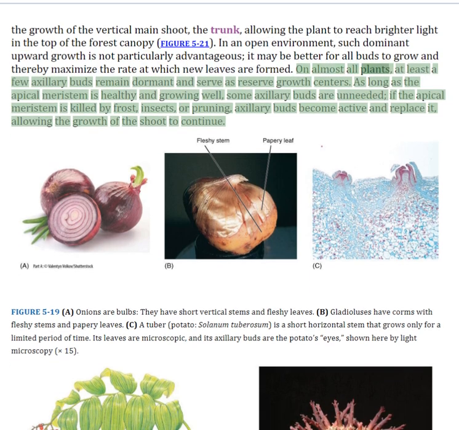On almost all plants, at least a few axillary buds remain dormant and serve as reserve growth centers. As long as the apical meristem is healthy and growing well, some axillary buds are unneeded. If the apical meristem is killed by frost, insects, or pruning, axillary buds become active and replace it, allowing the growth of the shoot to continue.